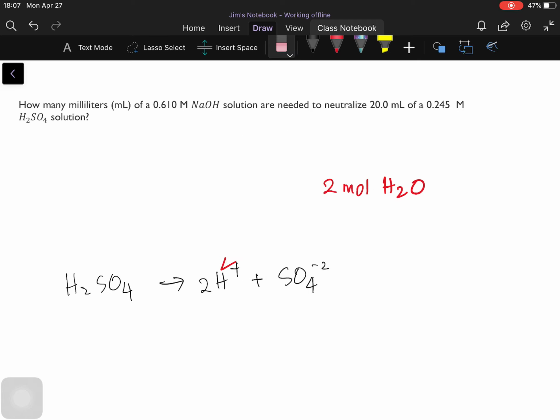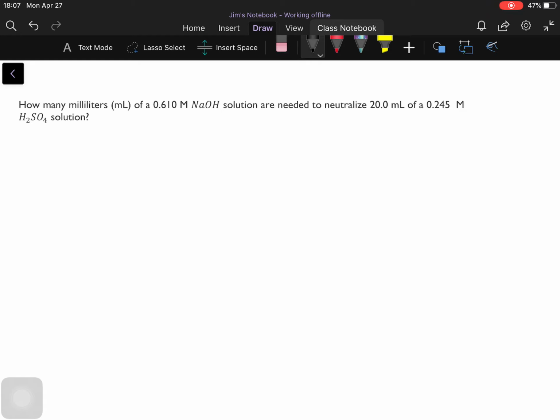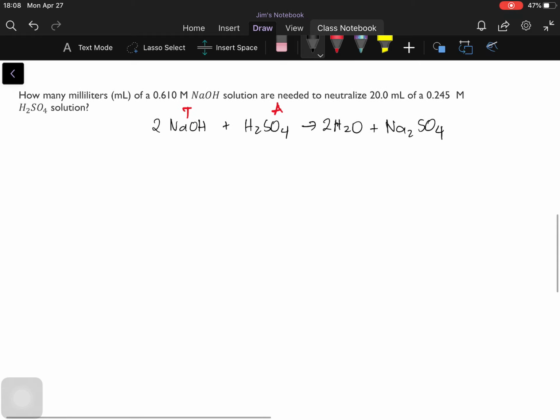So in summary, it means we will have 2 moles of sodium hydroxide reacting with 1 mole of sulfuric acid to produce 2 moles of water and the remaining salt, that is sodium sulfate. So that's the idea. This is our titrant, this is our analyte. So we can establish now the stoichiometric relationship of our titrant and analyte: 2 moles of titrant is equivalent to 1 mole of your analyte.